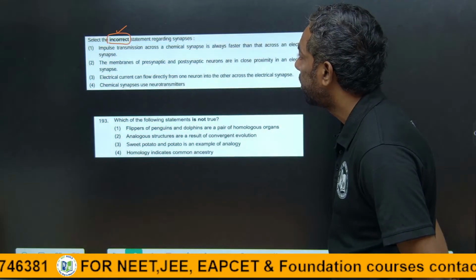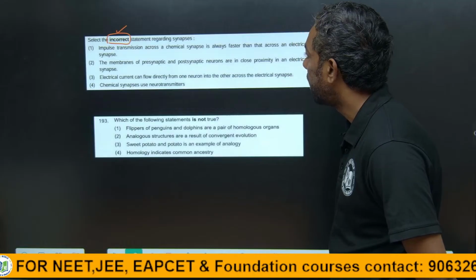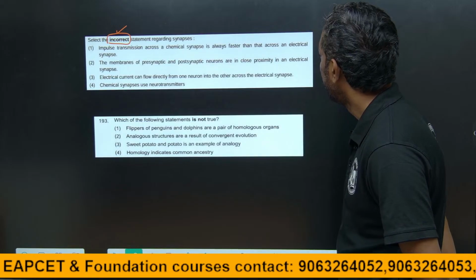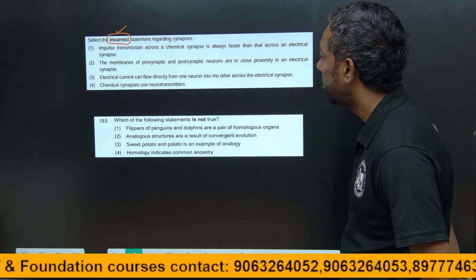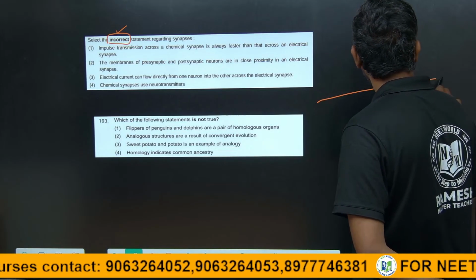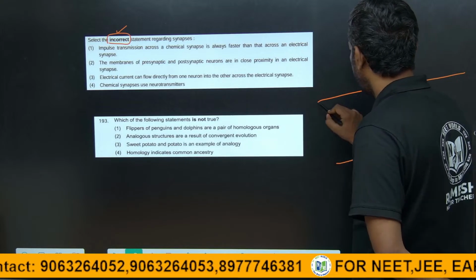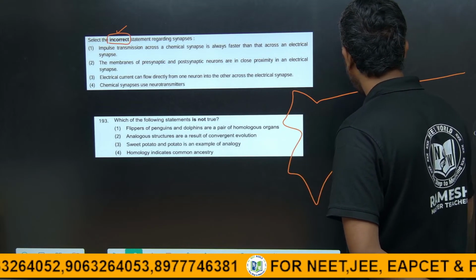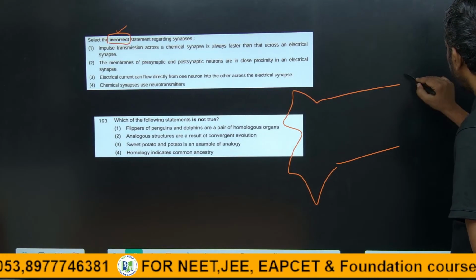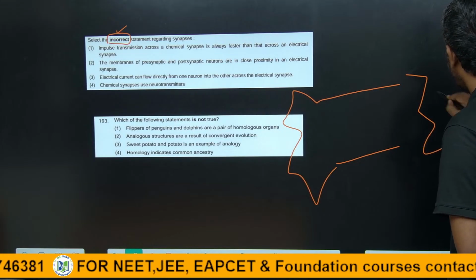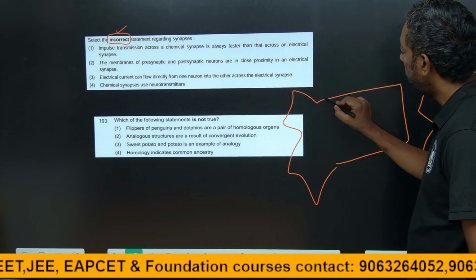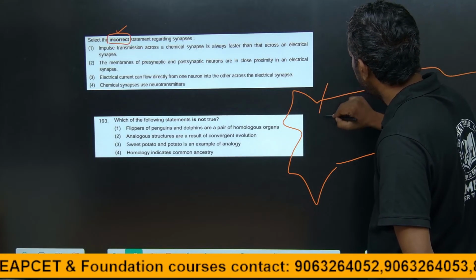Guys, here look into that. Impulse transmission across the chemical synapse is always faster than across the electrical synapse. Guys, look into this. In nerve conduction and impulses, this is the axon end. Where the axon ends, there is another nerve starting with the dendrite. This is the axon end, where voltage gated channels open.